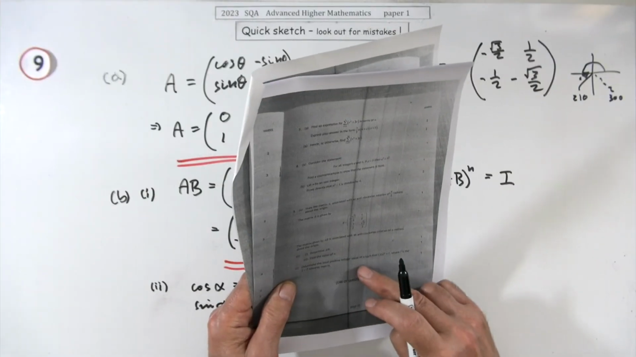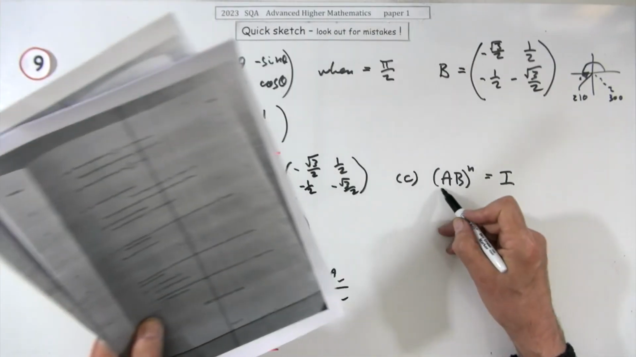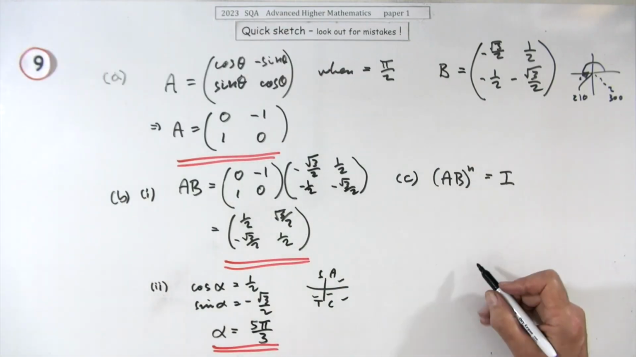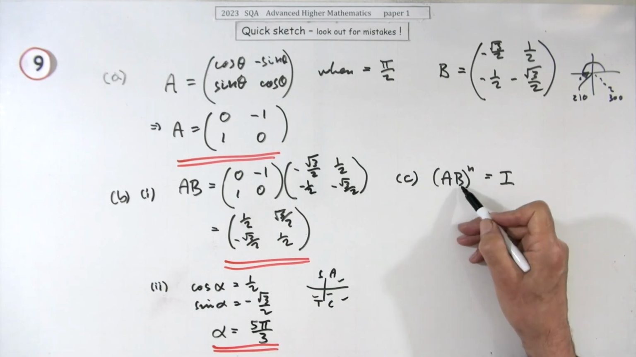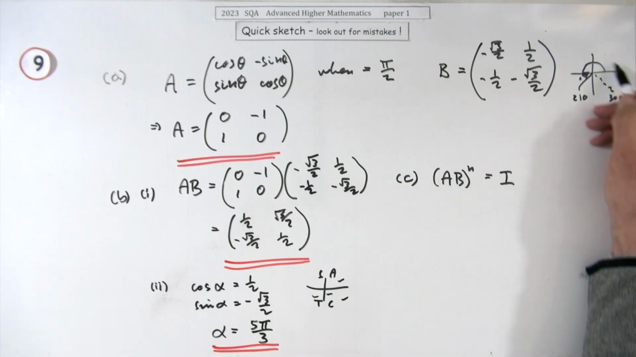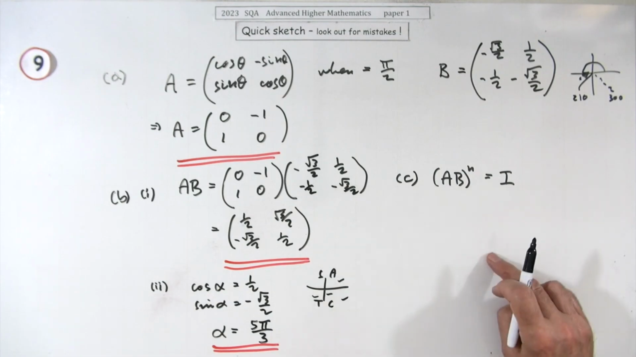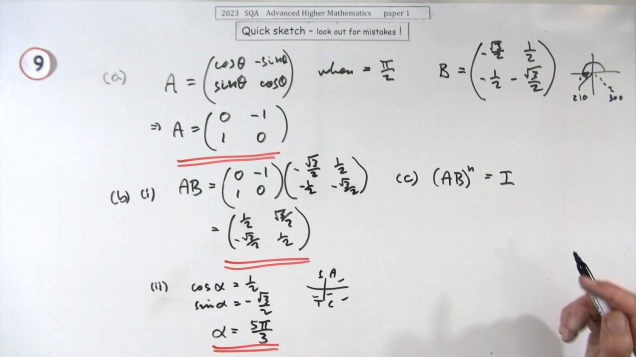Determine the least positive integer value of n such that AB to the power n equals I, the identity matrix, just for the 1 mark. Well, that just means AB is that rotation, that composition is that rotation of 300 degrees. How many times would you have to keep rotating by 300 degrees until you got back to where you started?